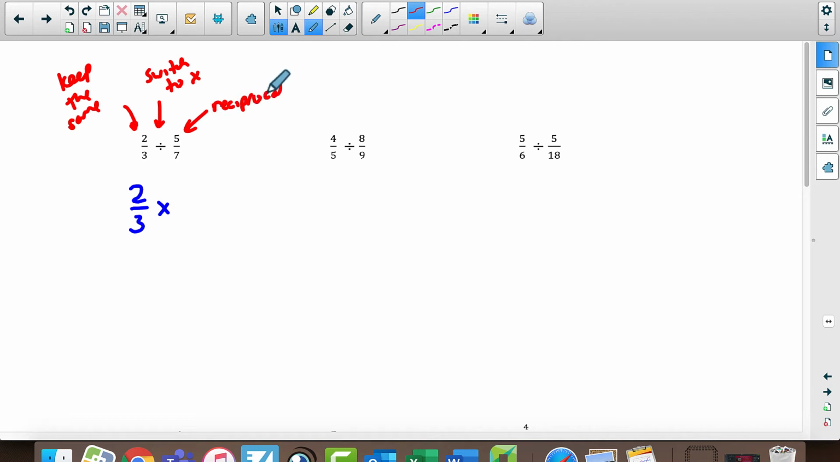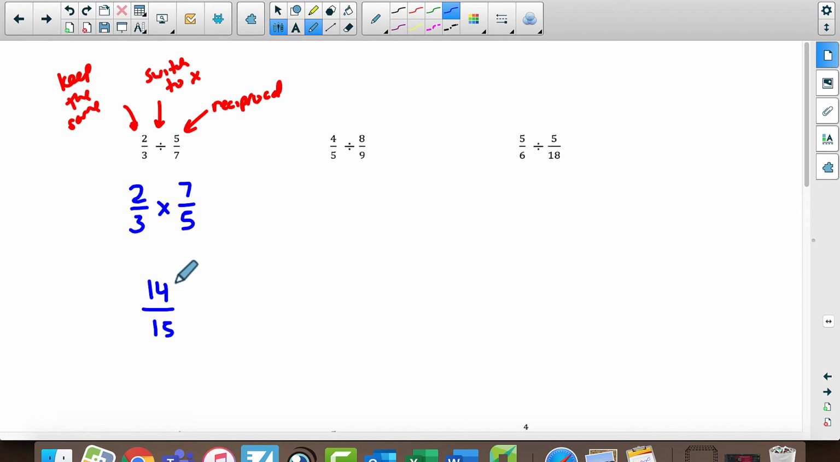So what's the reciprocal of 5 over 7? If you flip it, the 7 comes to the top, the 5 goes to the bottom, you get 7 over 5. Hey, guess what we got now? We got a multiplication question. So now you just have to remember the rules for multiplication. So remember, you're going to multiply across the top. 2 times 7 is 14. You're going to multiply across the bottom. 3 times 5 is 15.